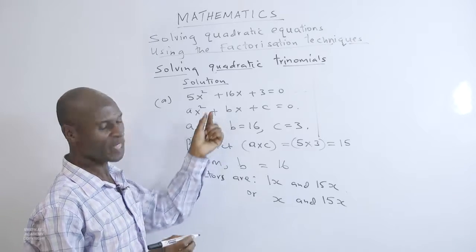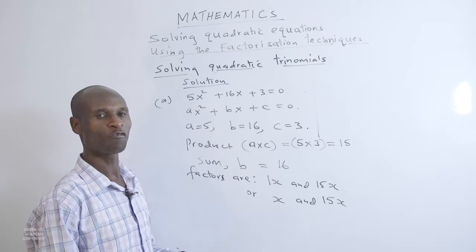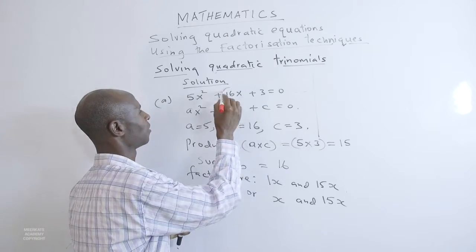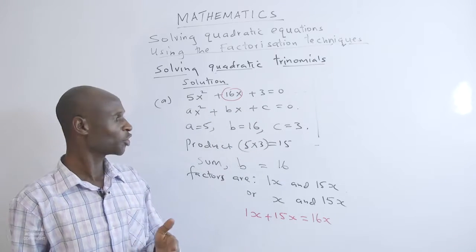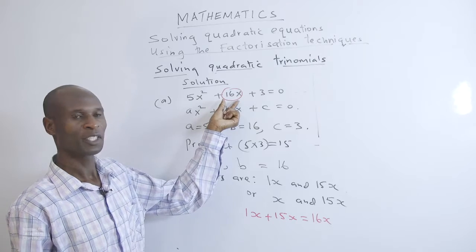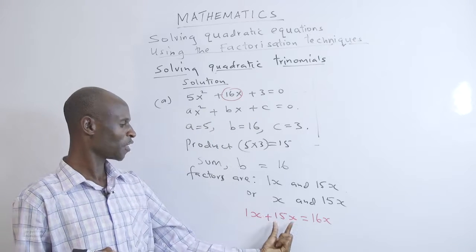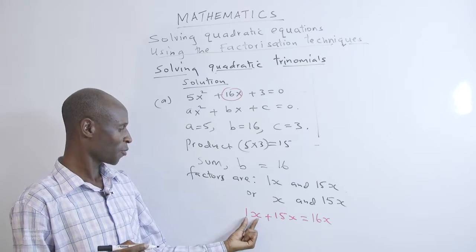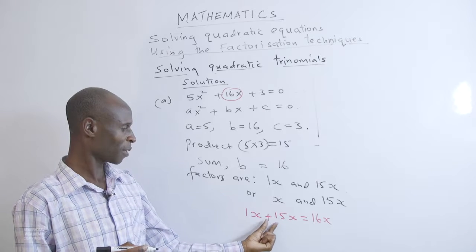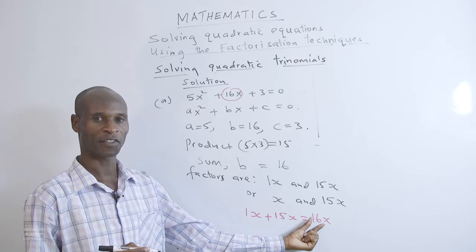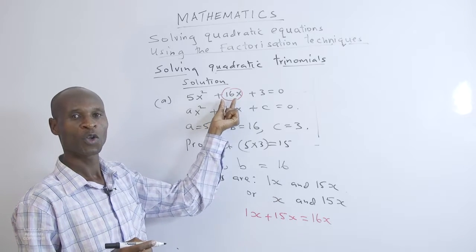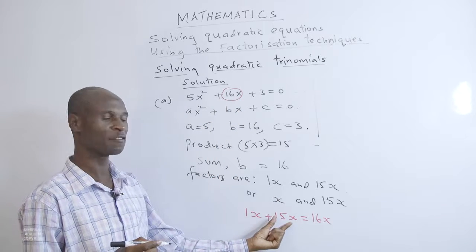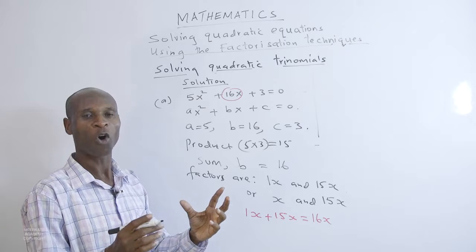So we now split the middle term using the two factors. We now split the middle term, which is 16x, using the two factors. In this case, we have discovered that 1x plus 15x gives us 16x. So instead of 16x, we express using 1x and 15x so that we have 4 terms.